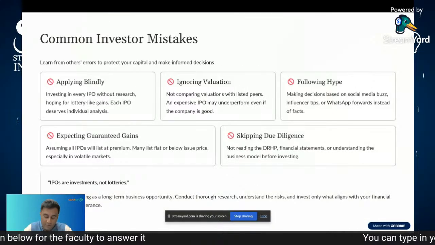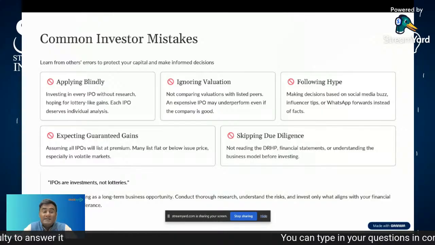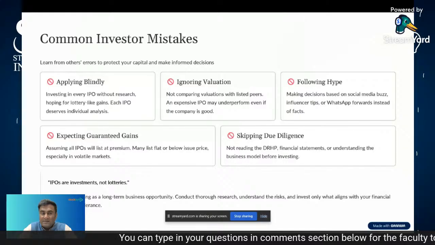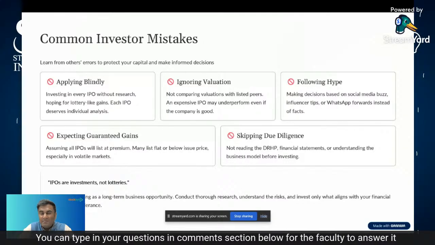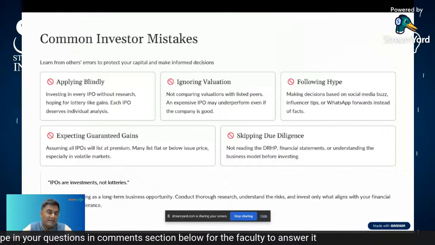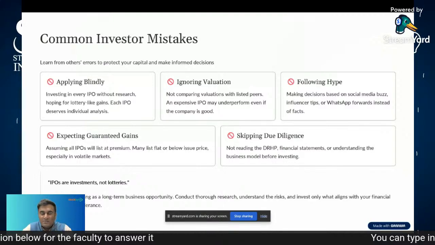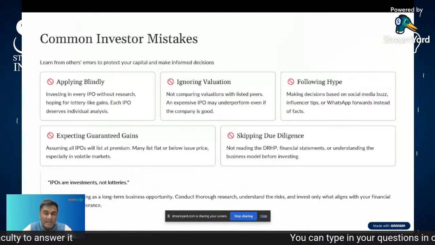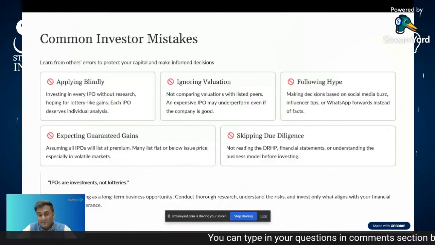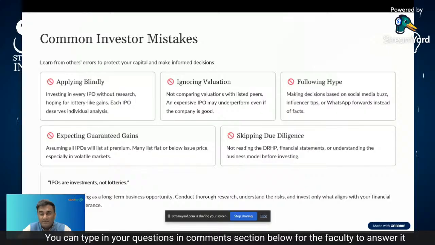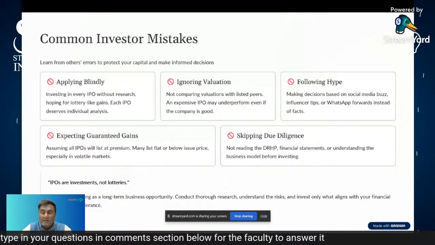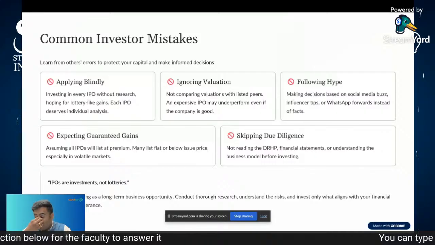We have the common investor mistakes. You need to learn from others' errors to protect your capital and make informed decisions. Don't blindly apply for any IPO that you come across. Avoid ignoring valuation. Avoid following hype. Try not to make decisions based on social media buzz or influencer tips. That's the worst trap nowadays.